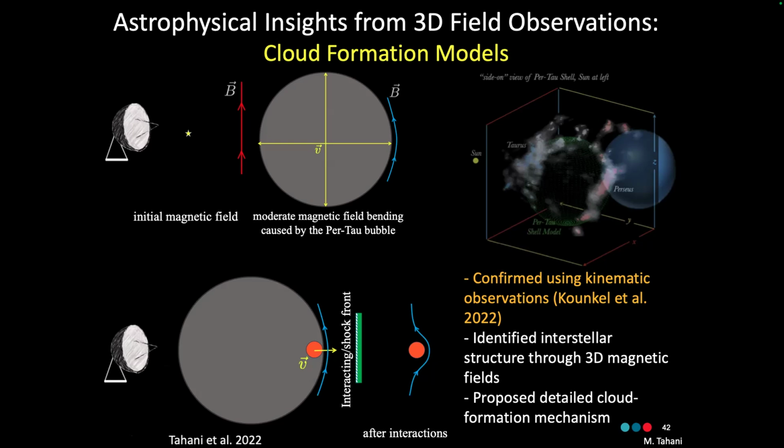And also, we were able to identify structures that were invisible to total emission observations. So this shows the power of 3D magnetic field observations that act as invisible threads and enable detection of structures that are otherwise invisible to traditional total emission observations.